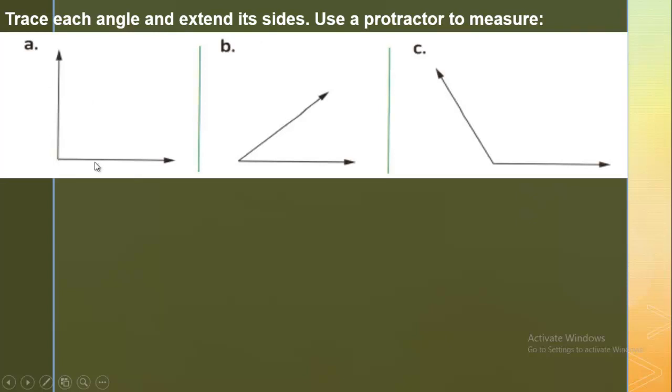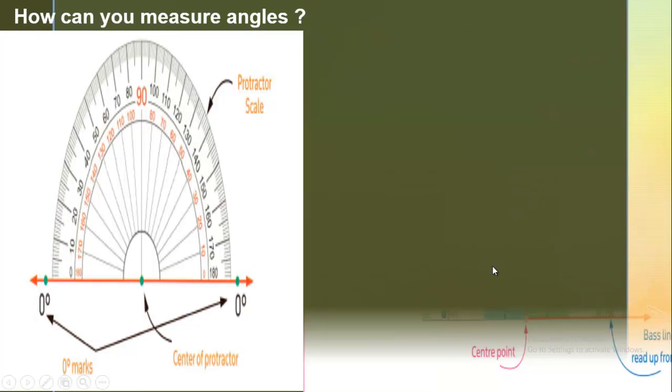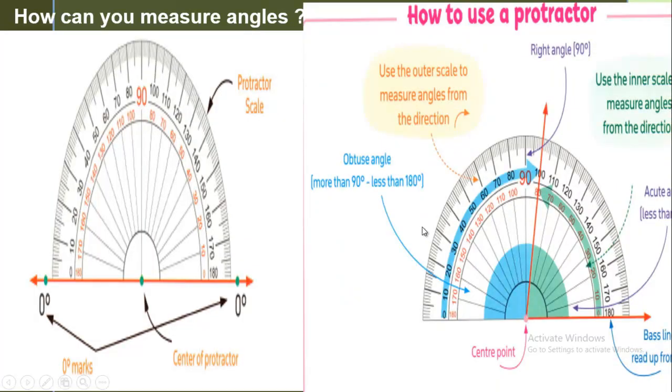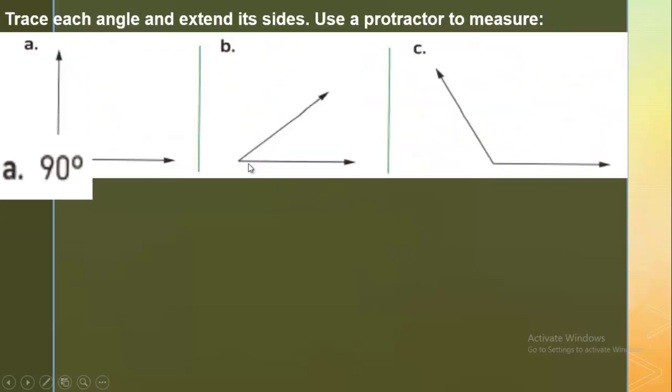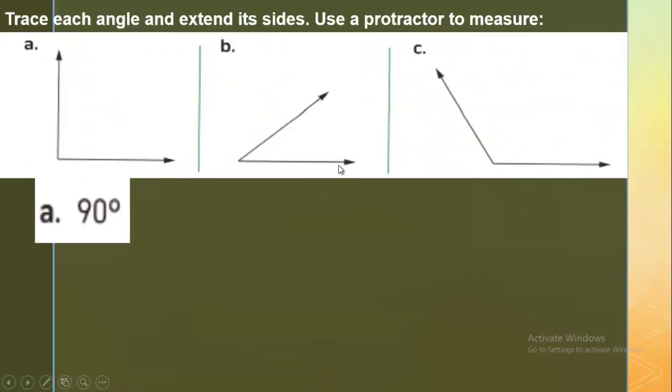We have this angle. We can put the protractor here and put the center point on this point here, and start counting from right here 0, 1, 2, until you get to 90 degrees. And for number B, you can put the protractor's center point on this point and start from the right-hand side to count the measure to get 40 degrees.